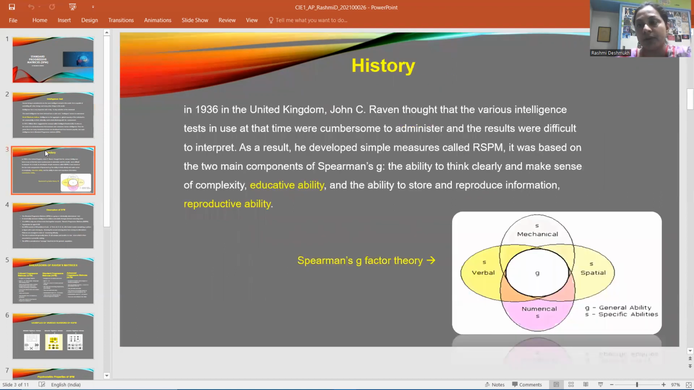A little history about the test. In 1936, in the United Kingdom, John C. Raven thought that the various intelligence tests in use at that time were cumbersome to administer and the results were difficult to interpret. As a result, he developed a simple measure called RSPM. It was based on the two main components of Spearman's G, educative ability and reproductive ability.